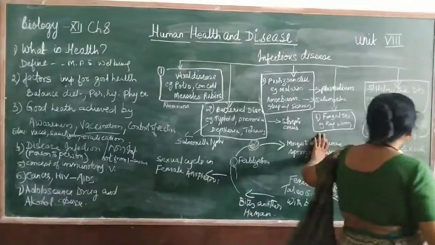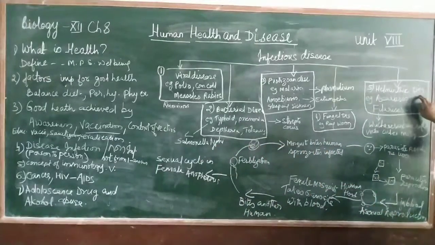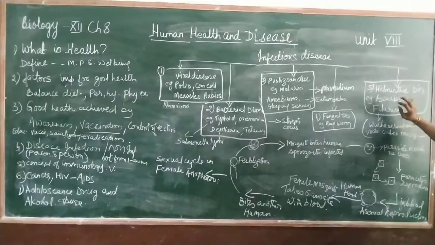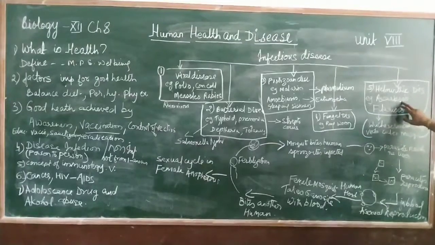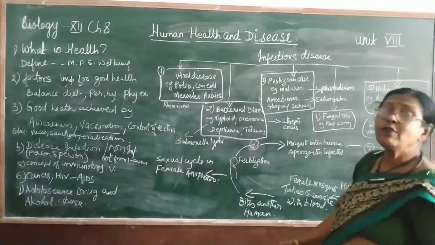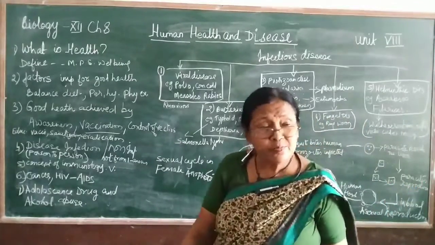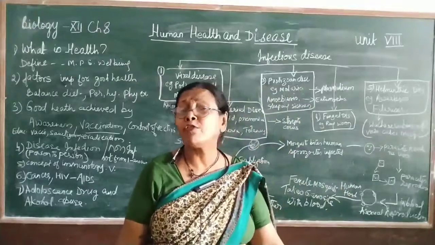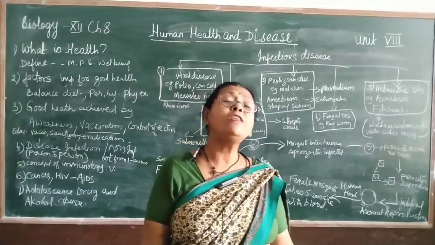Then comes the helminthic disease. Helminthic diseases are Ascaris and filariasis. There are two helminthic diseases. With filariasis, you must have seen people with a very thick leg. It occurs only in the lower part of the body. It is called elephantiasis.